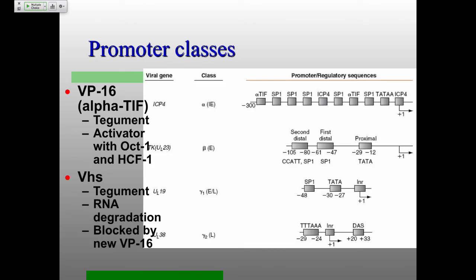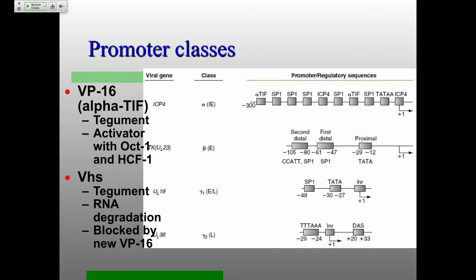I mentioned VP16, but we'll start with VHS, because VHS is involved in degradation of RNA, but also in blocking cellular splicing. It degrades all spliced RNAs, and doesn't degrade any of the other ones. VP16, again, also known as the alpha transcriptional initiation factor, is present in the tegument. It needs cellular coactivators. What's really curious is that people saw VP16 as this great transcriptional activator protein, but it didn't bind to DNA. I was like, what the heck? How can you have a transcriptional activator that's not binding to DNA? Well, the way that it works is it binds to these cellular DNA binding proteins, which are really important for the activation of transcription when bound to VP16.